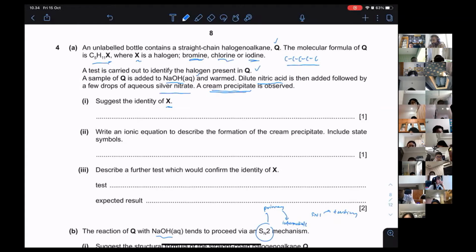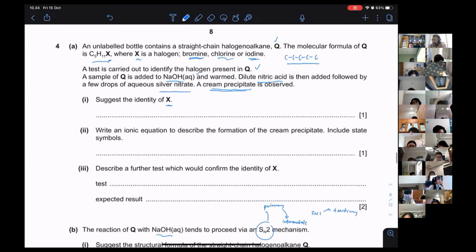Bromine. Yeah, good. If you look at it, the AgCl precipitate is going to be white. AgBr is going to be cream, and AgI is going to be yellow. So if you have a cream precipitate over here, the identity of X is going to be bromine. So you write down bromine.